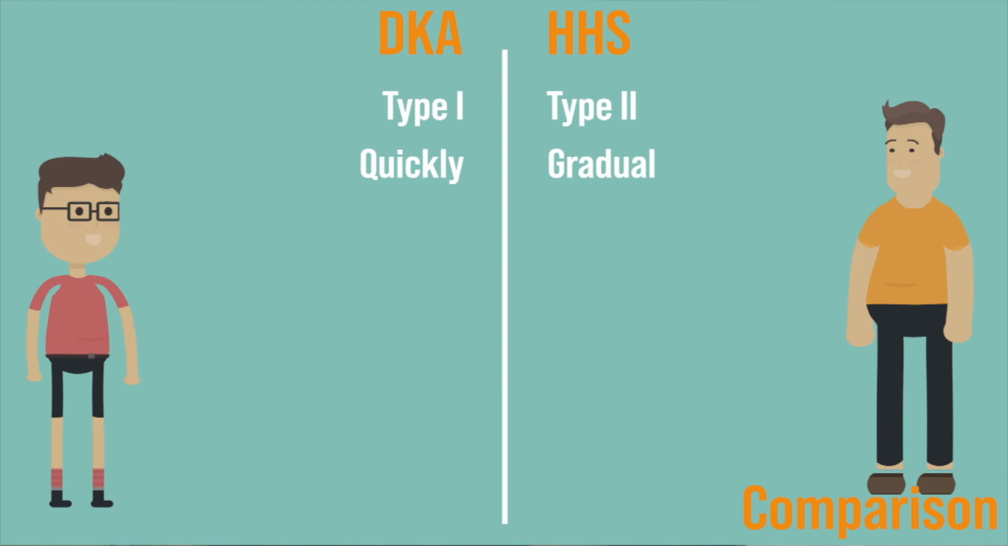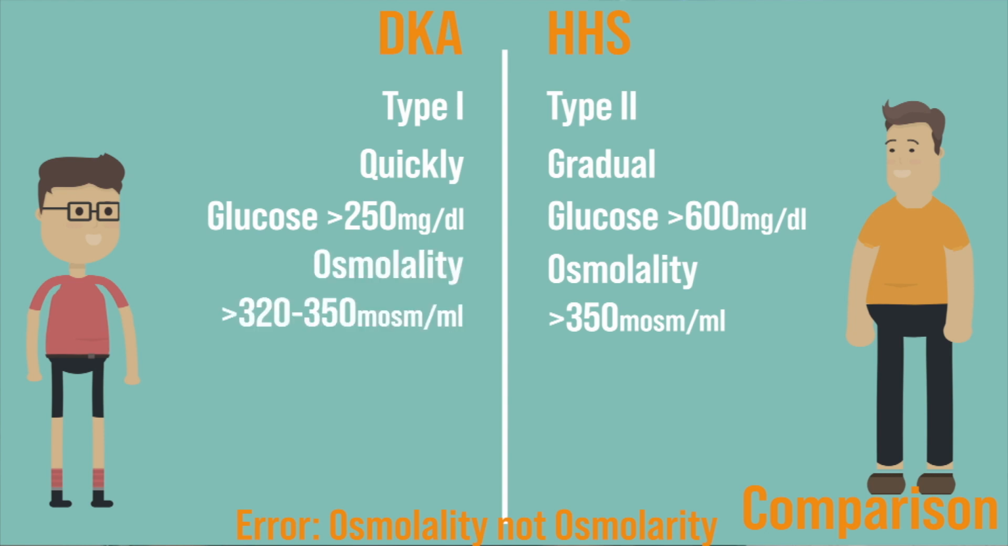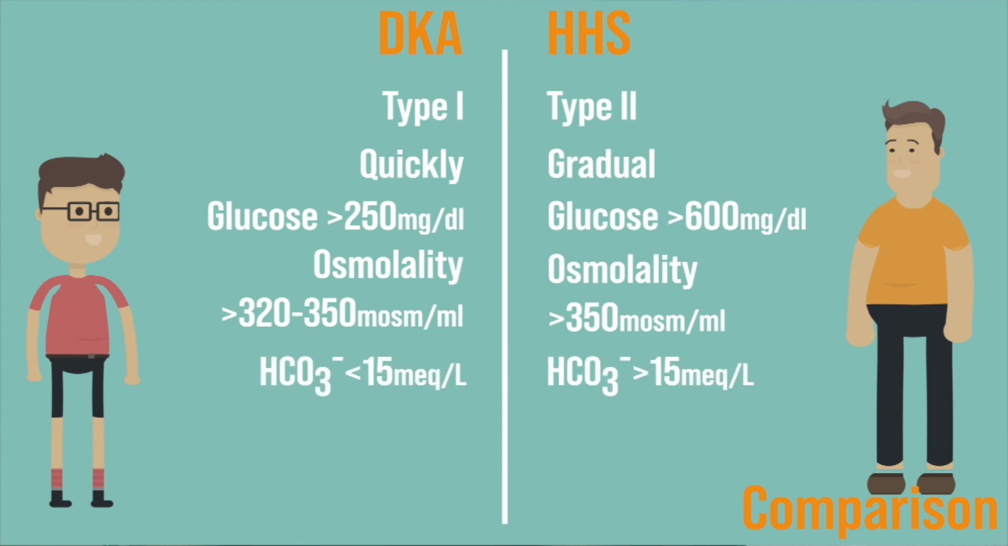In HHS, the patient's glucose levels could be above 600, whereas in DKA, it could be above 250. And because of this hyperglycemic state in HHS, the osmolarity is also higher than DKA. Osmolarity levels in HHS could be above 350, and in DKA, between 300 and 320. Bicarbonate levels in DKA are usually below 15, and in HHS above 15. An anion gap is also found within DKA, as well as ketones, which are usually absent in HHS.